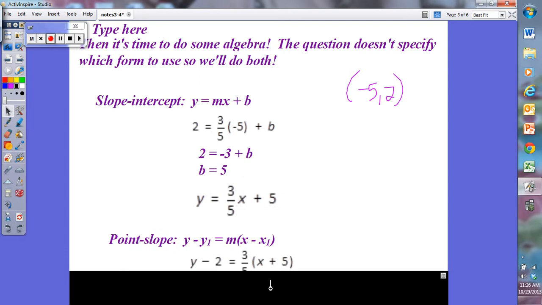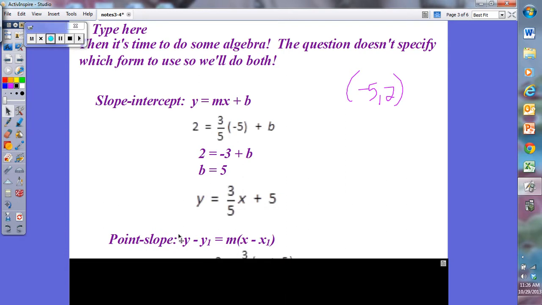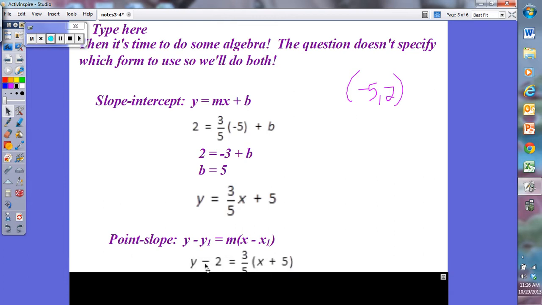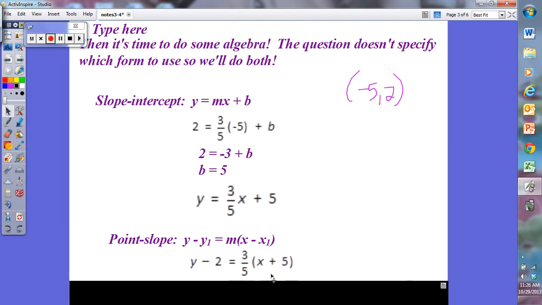If you want to use the point-slope form, this y and this x always stay. You replace the y1 and the x1 with these. And the m is obviously the same m as it was up here. So it just says y minus 2, because remember, it's y minus y1, so if it's positive 2, you write minus 2, equals 3/5 times x plus 5. The nice part about this equation is you're done. If it says give your answer in point-slope form, or if it doesn't say anything at all, this is the equation of the line. You are done.